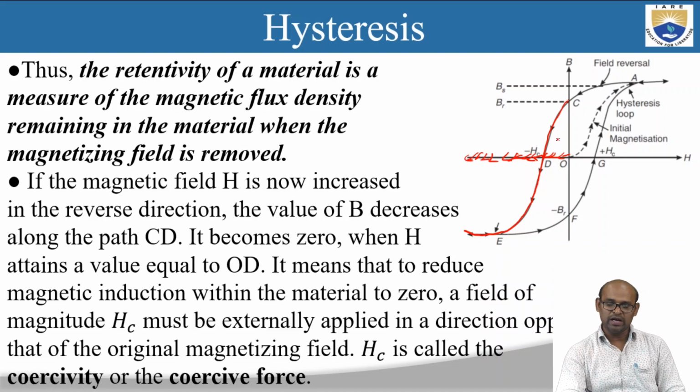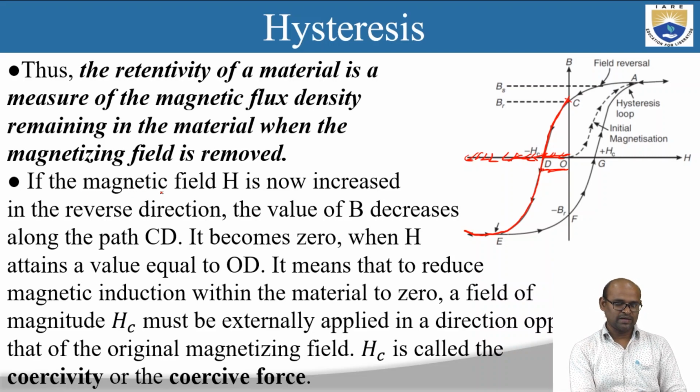Okay, so the magnetic field that is required to destroy the residual magnetism of this material, we are destroying it by changing the direction of the applied magnetic field and increasing the magnetic field in this reverse direction. We found that the residual magnetism has gone to 0. So the field required to destroy the residual magnetism is called coercive force or coercivity.